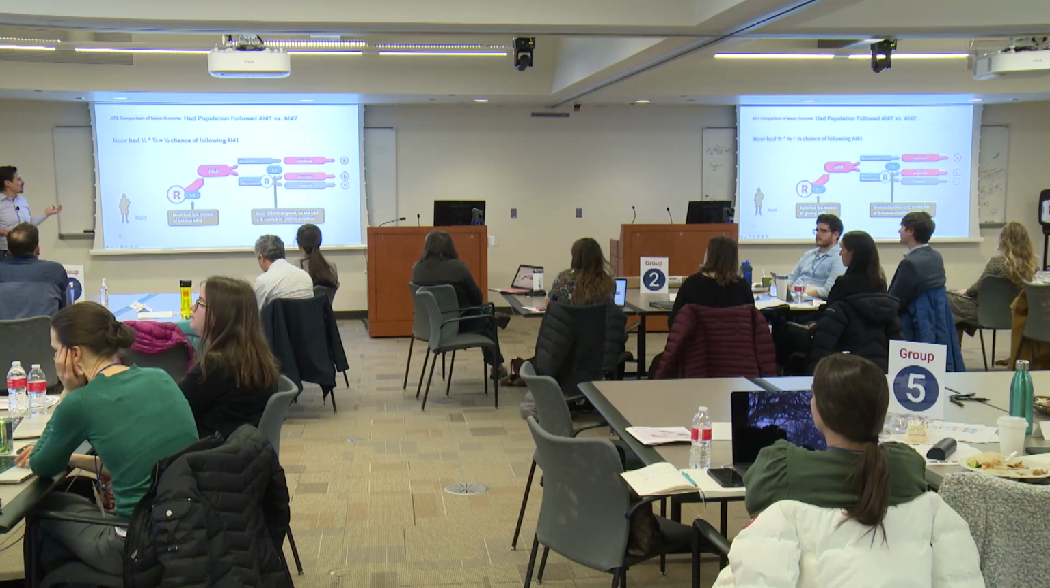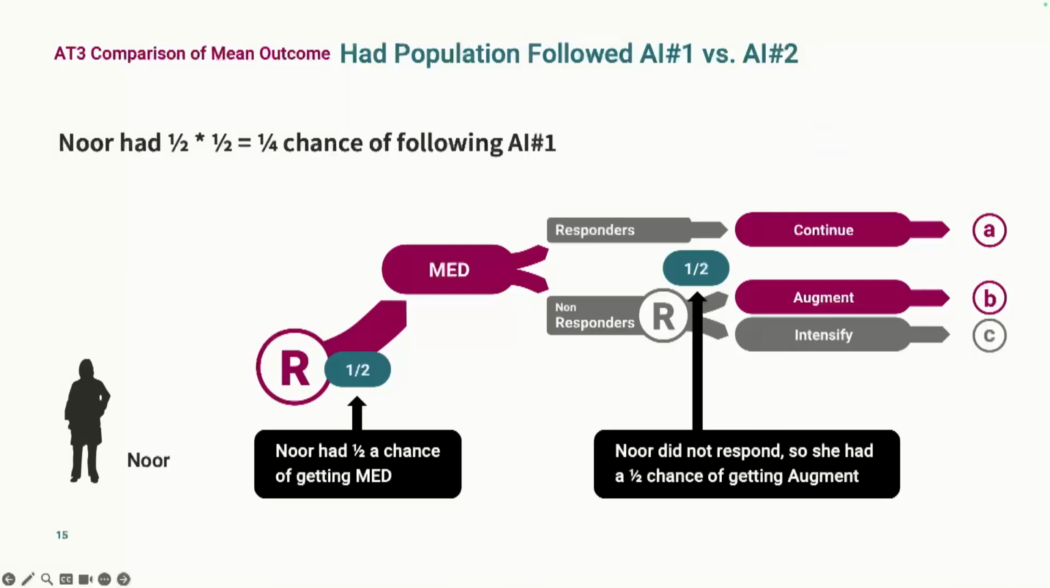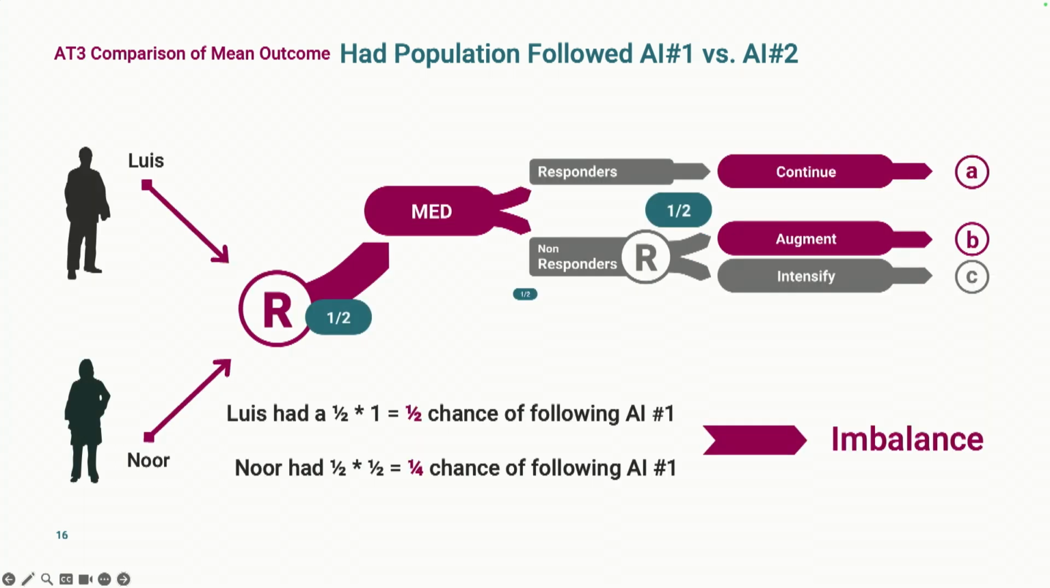It's not fair. Noor is only representing half themselves. That's not fair. All right? And here I am saying it. Lewis had a half times 1 chance of following AI1 because there was no randomization here. So what I teach my PhD students is, just follow the probabilities and multiply them. Half times, oh, that's it, half.